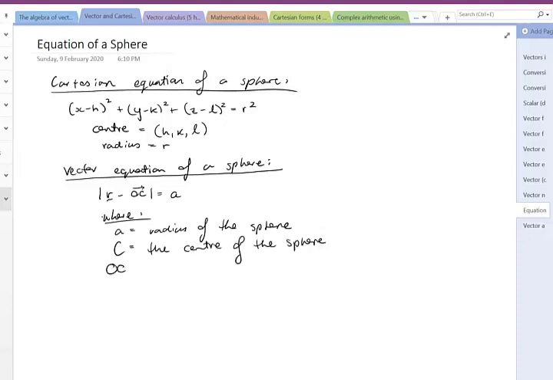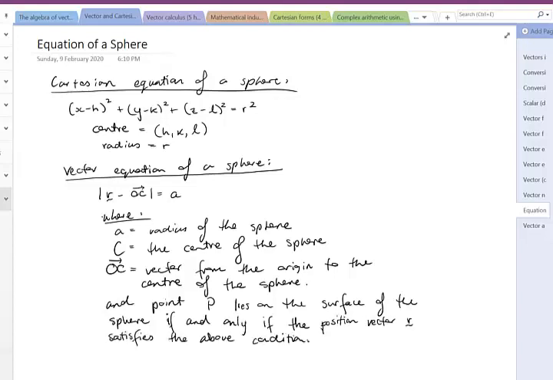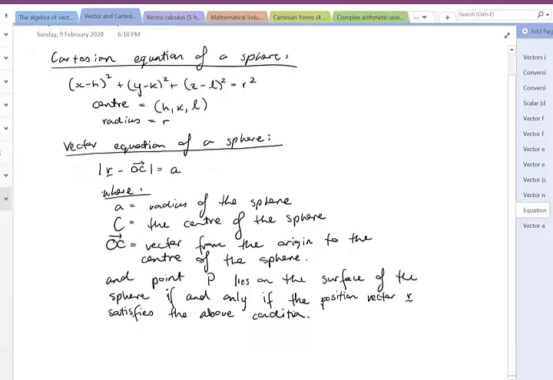Obviously then OC is a vector from the origin to the center of the sphere, and point P lies on the surface of the sphere if and only if the position vector r satisfies the above condition. So essentially what we're saying is that a vector representing a point on the surface of the sphere P, take the vector from the origin to the center, its magnitude will be equal to the radius of that sphere. Okay, so now utilizing this, we'll look at a couple of examples.